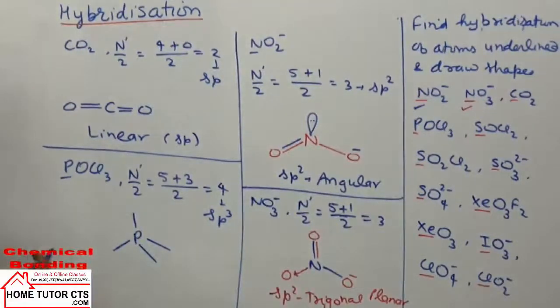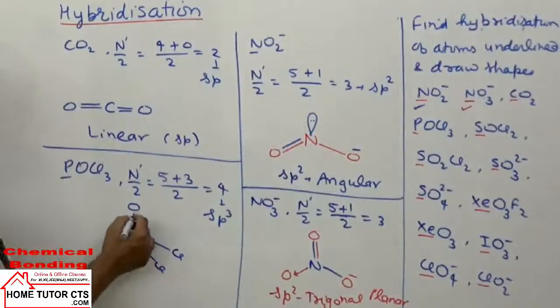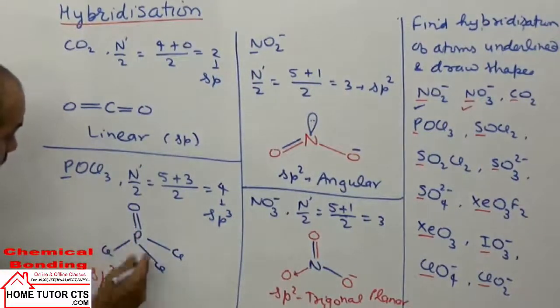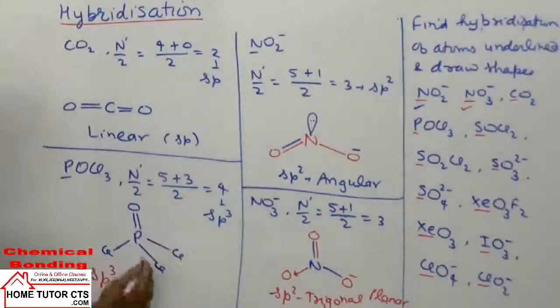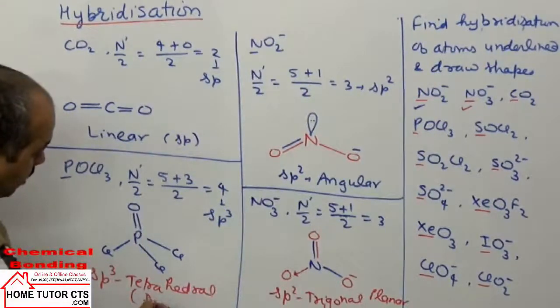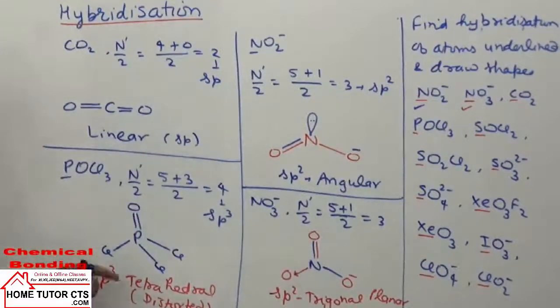Now place 1 oxygen atom and 3 chlorine atoms. Chlorine forms single bonds, but oxygen can form a double bond. So in this case the hybridization is sp3. The shape is tetrahedral but has some distortion because of unequal repulsions by the bond pairs. The shape is not a regular tetrahedral, and all bond angles are not equal. That is the example of the POCl3 molecule. So we have done up to here.